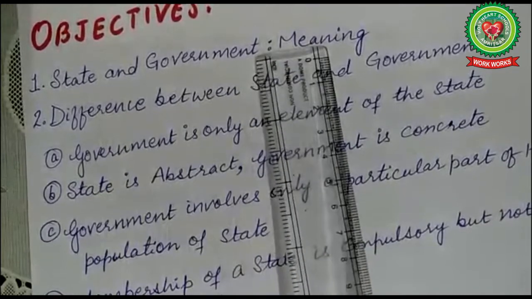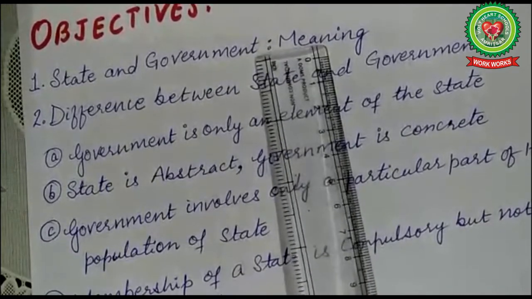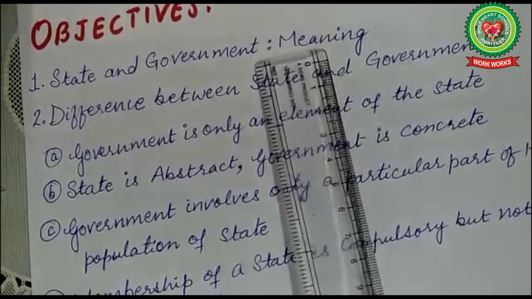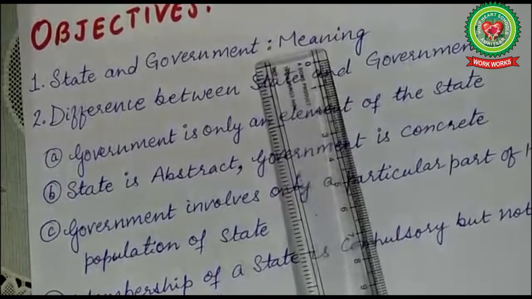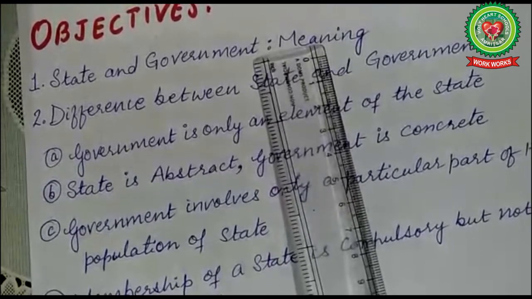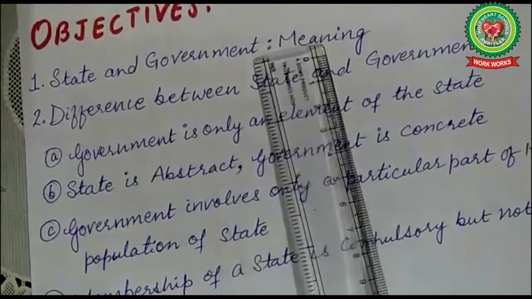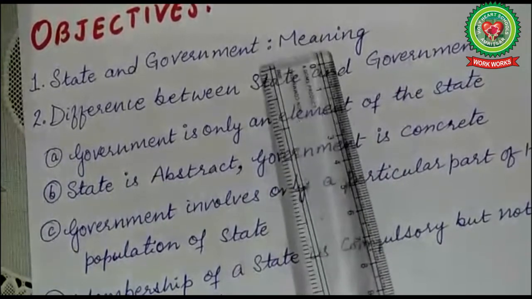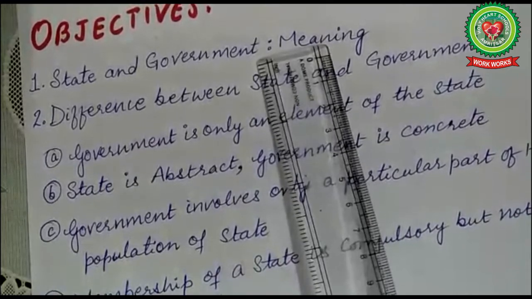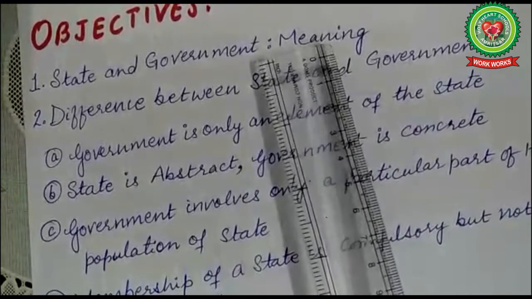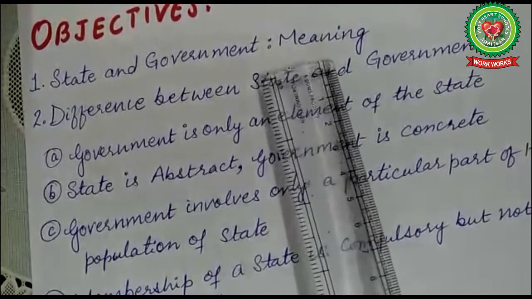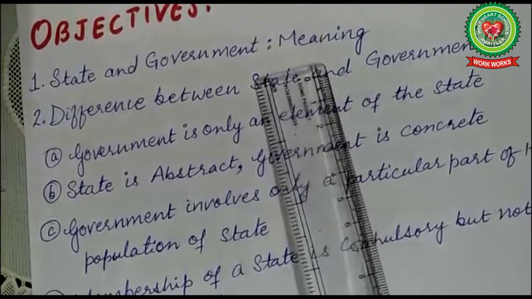State means Rashtra and government means Sarkar. Sometimes we mix these two words in our daily routine, but these are totally different concepts. Government is an element of state. State is an abstract body and government is a concrete body. State works through its agency, that is government. So government is just a medium to work for the state.